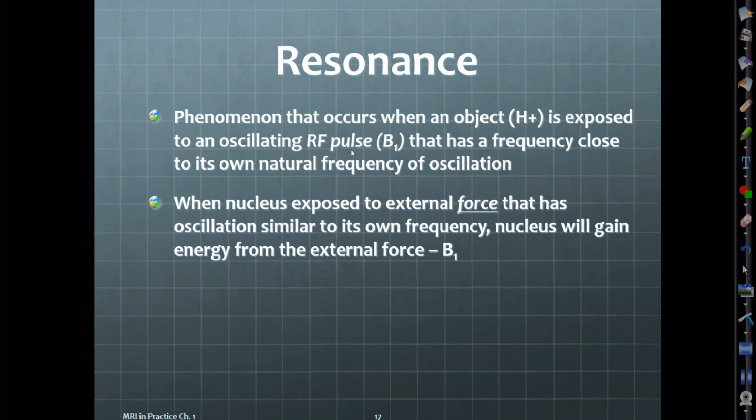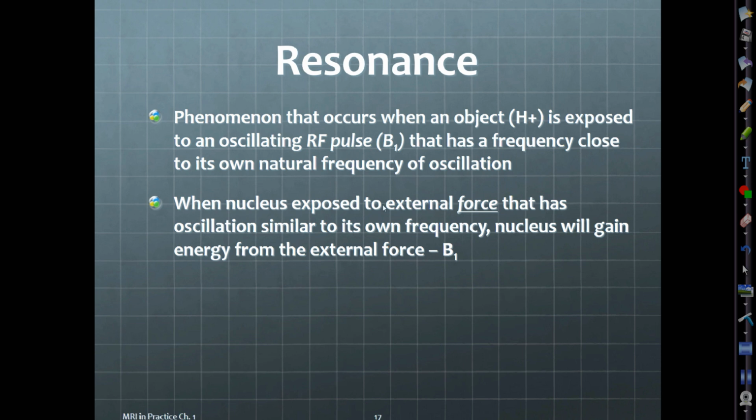And this oscillating RF pulse has a frequency close to its own natural frequency of oscillation. And what we're talking about, its own, is that hydrogen spin. So this RF pulse is going to be applied close, and we usually give a range because it can vary just a little bit, at the precessional frequency of hydrogen.